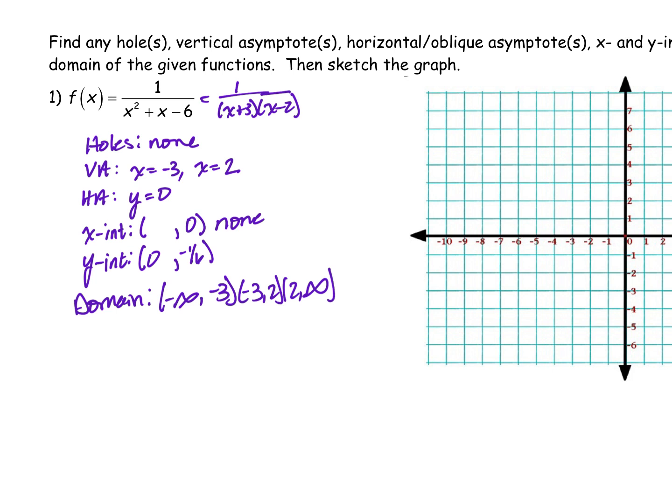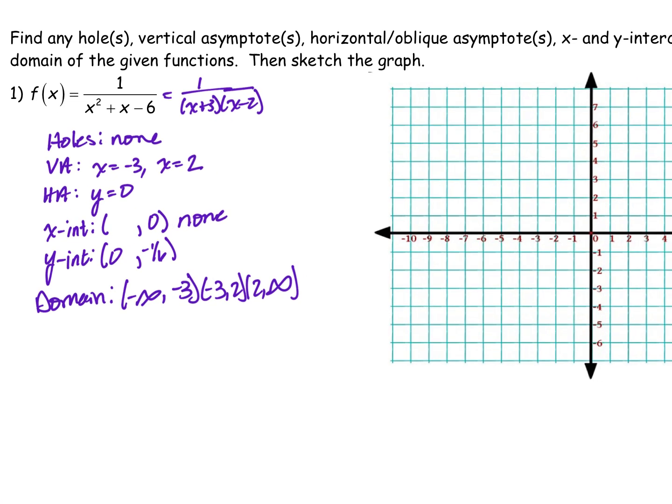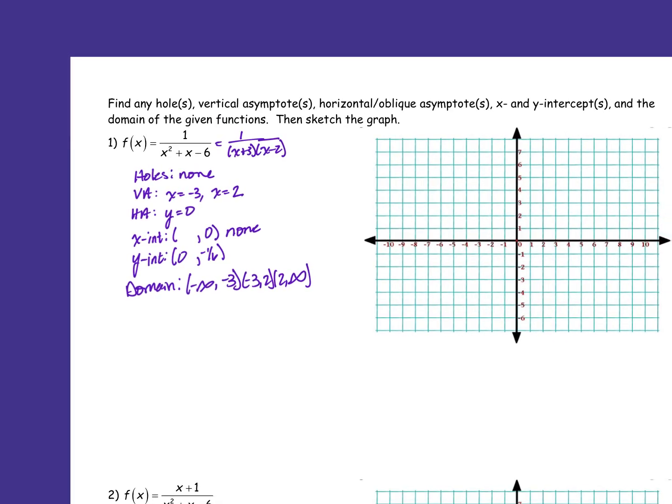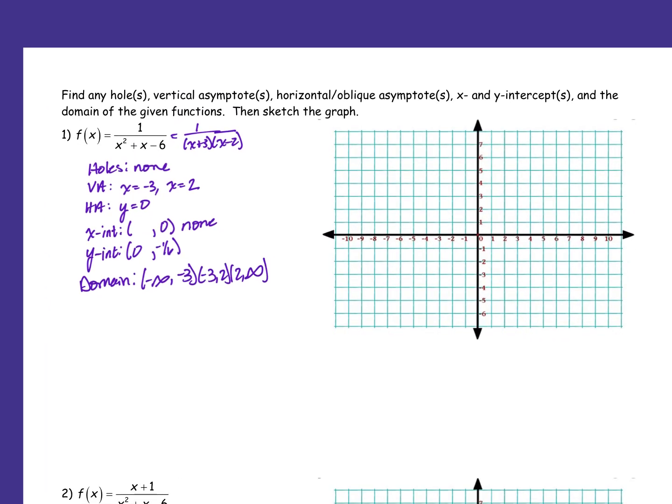Now I'm going to put all that information onto my graph. Asymptotes go on as a dotted line. Okay, holes go on as a hole, right? You just draw a hole. And then we're going to see what we get. So we have a vertical asymptote at x equals -3. And we have one at 2.